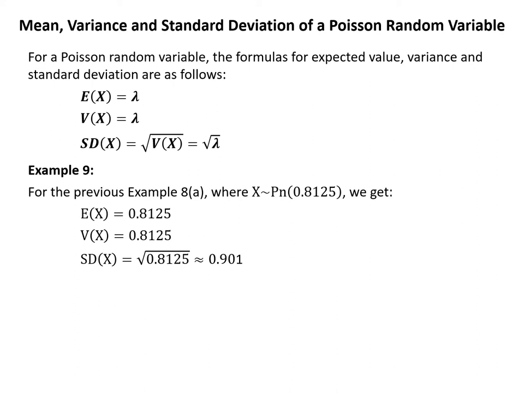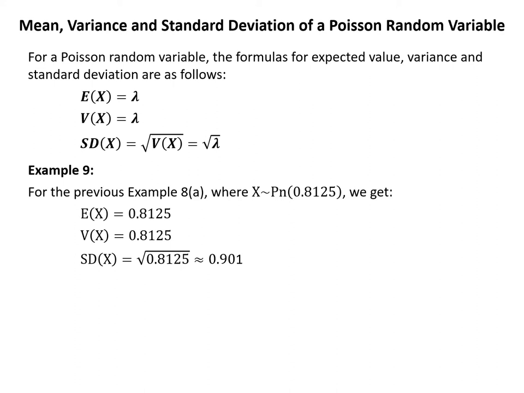For a Poisson random variable, the formulas for expected value, variance, and standard deviation are as follows. We already know that the expected value of x is equal to lambda because we defined lambda as the mean number of occurrences, or expected value. Interestingly, the variance is also equal to lambda, and therefore the standard deviation is equal to the square root of lambda.